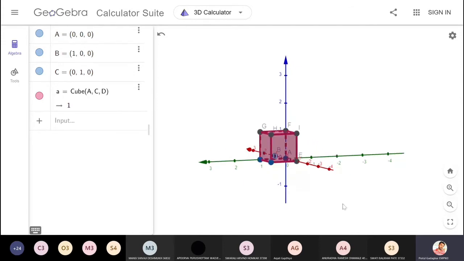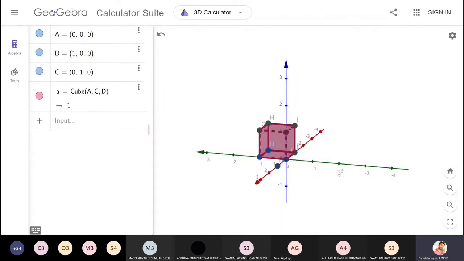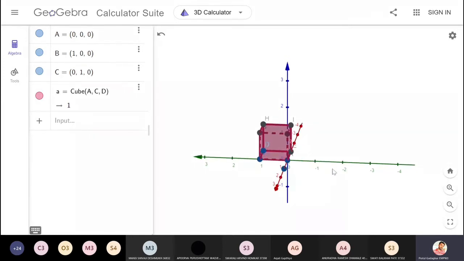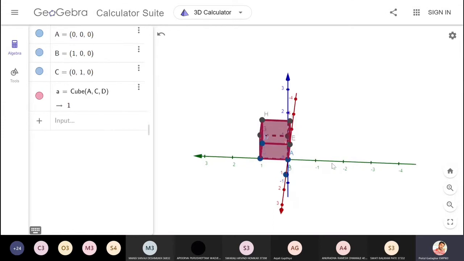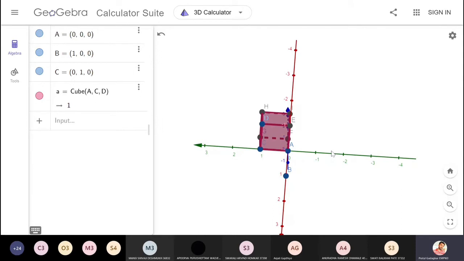If I want to rotate the cube about, say, the Y axis, it will probably look like this. Now my Y axis is also getting moved, but it is the rotation of that cube about the Y axis. So these types of things we are going to learn in this chapter: which matrix will do the rotation about the Z axis, about the X axis or the Y axis, and so on.